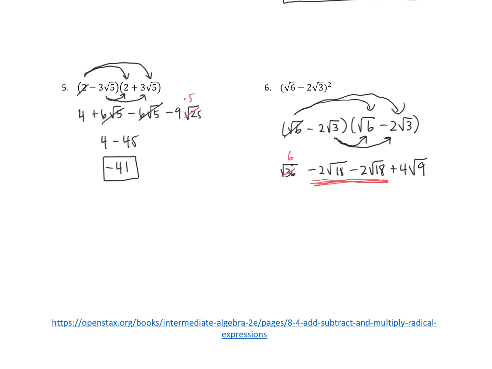Square root of 36 is 6, the square root of 9 is 3. So we'll have 6 minus 4 square root of 18, because negative 2 and negative 2 is negative 4, plus 12, because 4 times 3 is 12. Now we have 6 plus 12, that's like, so we can say 18 minus 4 square root 18. These are not like terms or like radicals, so that's it.